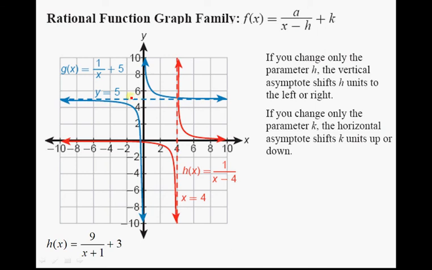When k is 5, it pushes it up. Likewise, if k were -5, it would push it down the y-axis, and the horizontal asymptote would be y equals -5. It'll be right about there, okay?